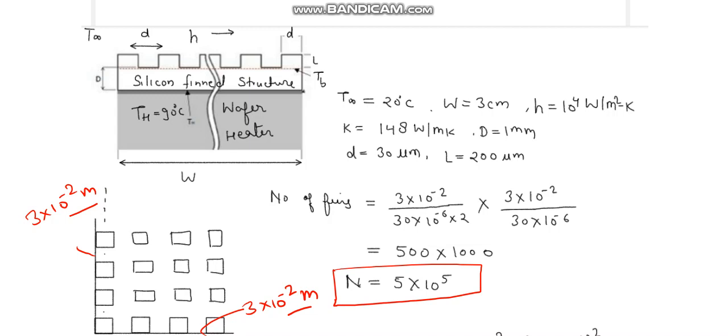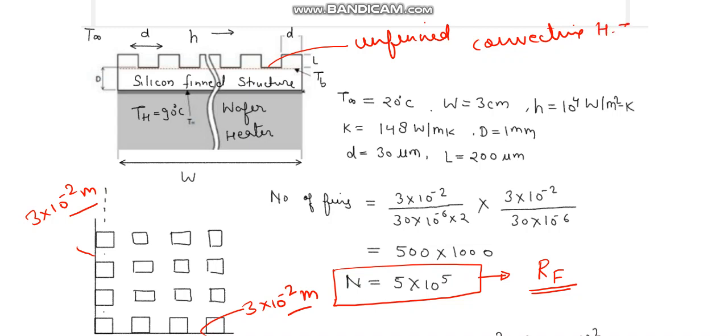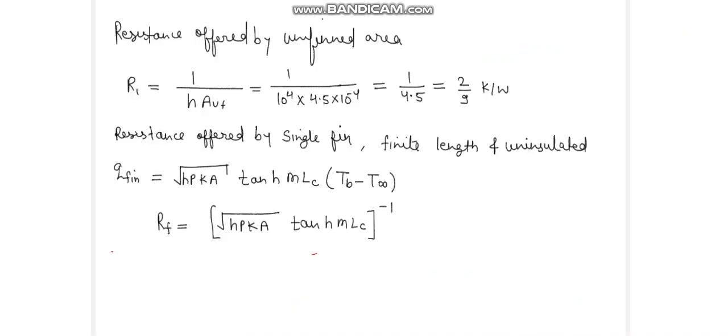By knowing the number of fins we can determine the total resistance offered by the fins, and by knowing the unfinned area we can determine the convective heat transfer resistance, as 1 over h times the unfinned area. So we have to find out the resistance offered by the finned area and the resistance offered by the unfinned area. The resistance offered by the unfinned area can be calculated as 1 over h times the area of unfinned surfaces.